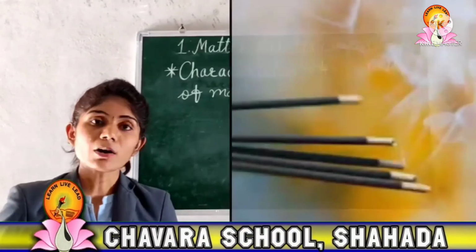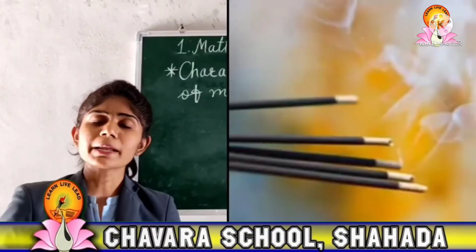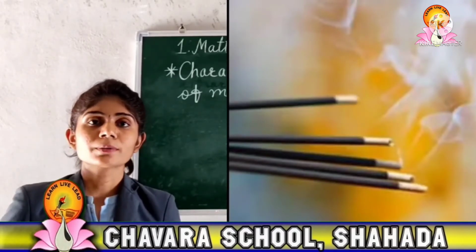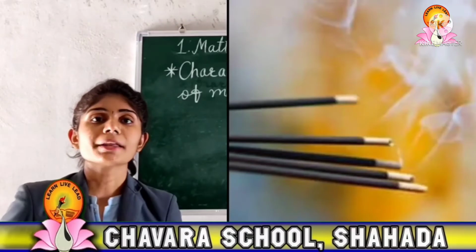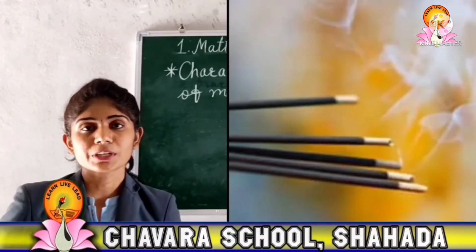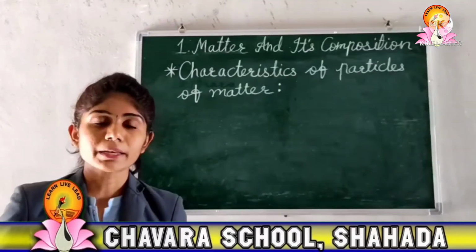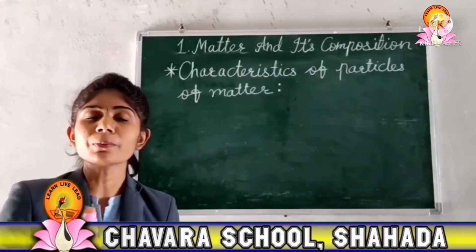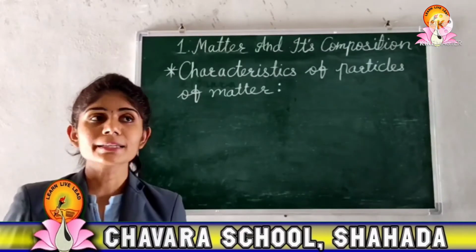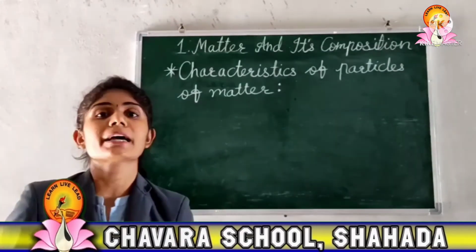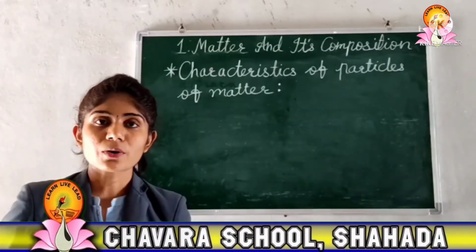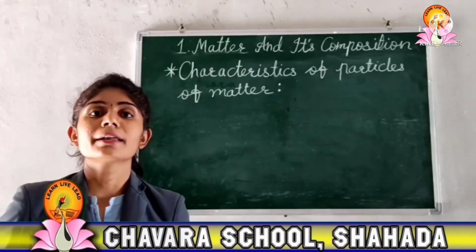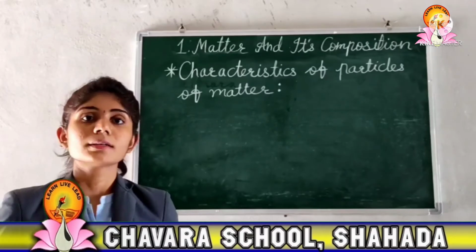The smell of incense stick will spread in the entire room. This is because the particles are in random motion. The other example is a perfume or spray bottle. As we spray the perfume in a room, as a result, the smell will spread in the entire room. This is because particles of matter are always in random motion.